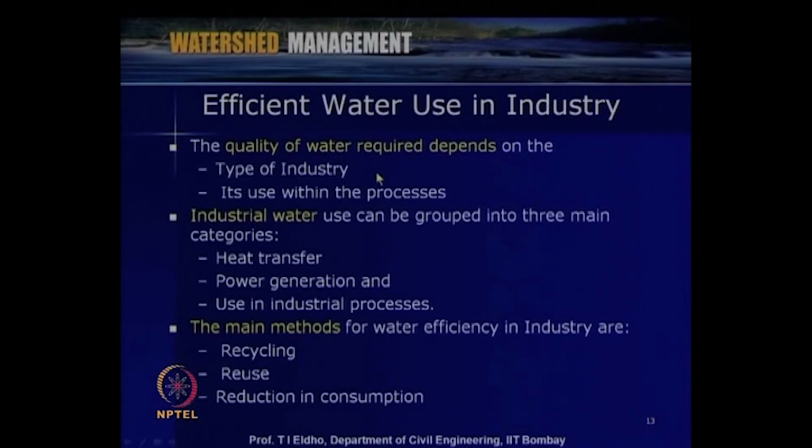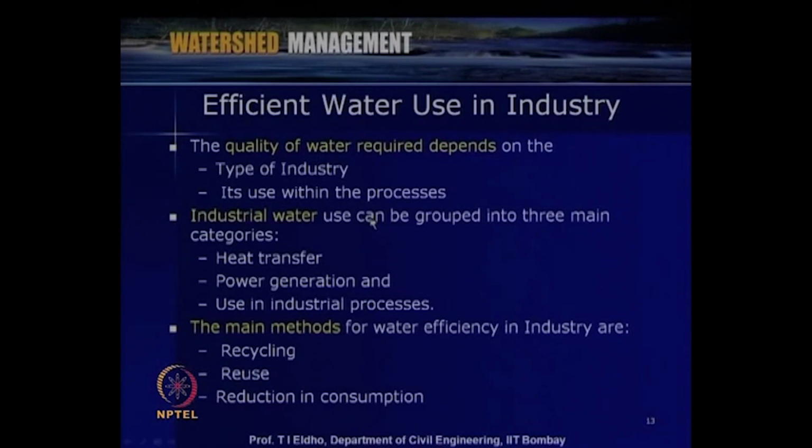So, some industries need highly purified water, very good quality water, but some industries may not need it. So, like that, we can look at the type of industry accordingly. Then its use within the processes. From one process to another within the same industry, the quality of water required may vary. Say, for example, for washing purposes the quality may not be needed so good, or say for cooling purposes we can even go for lower quality water.